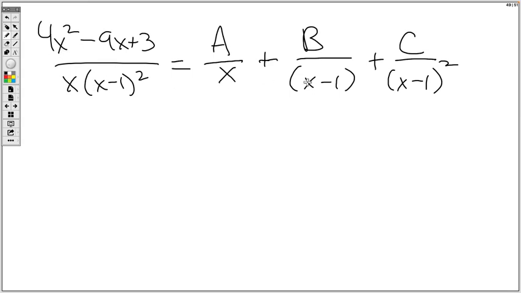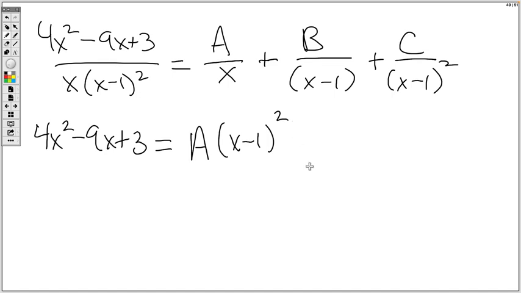So step one is we're going to clear out denominators. When I multiply through both sides by x times (x minus 1) squared, on the first term A, the x would cancel, and the (x minus 1) squared would stay.